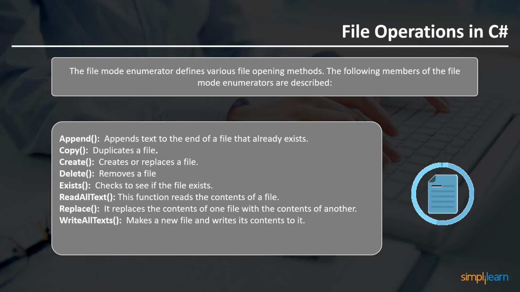Following that, we have the read all text function. This function reads a file's contents. After that, we have the replace function. It replaces one file's contents with the contents of another. Finally, write all text creates a file and writes its contents into it.